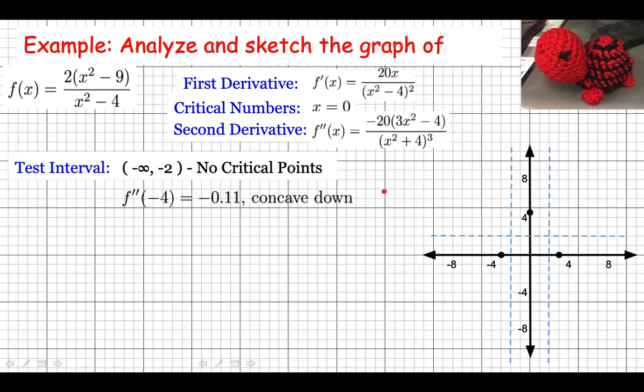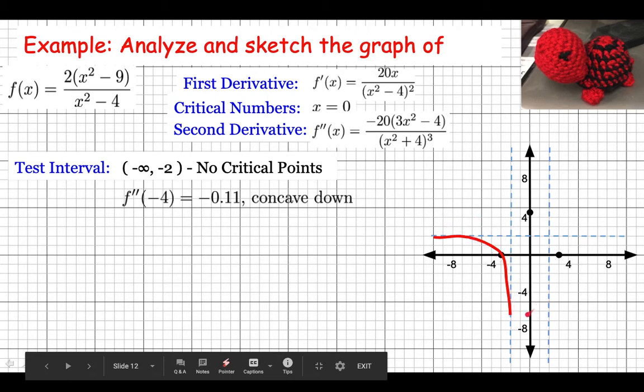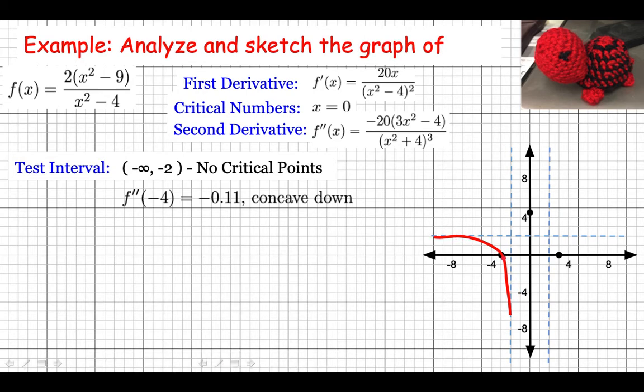you get -0.11. So that's concave down. We know it's concave down, and we know it has to approach this asymptote and approach this asymptote. So it's going to be a curve like this. I have a point it goes through. I can kind of nail it down a little better. And this is as close as I really need. I don't need perfection on these sketches.